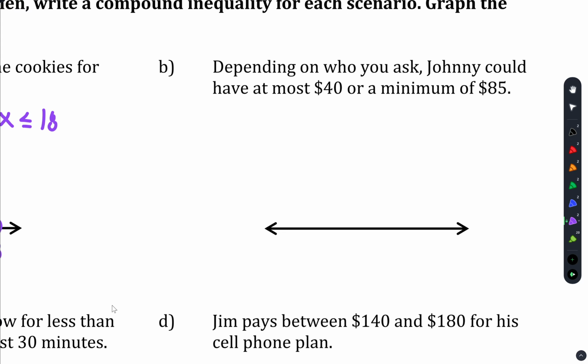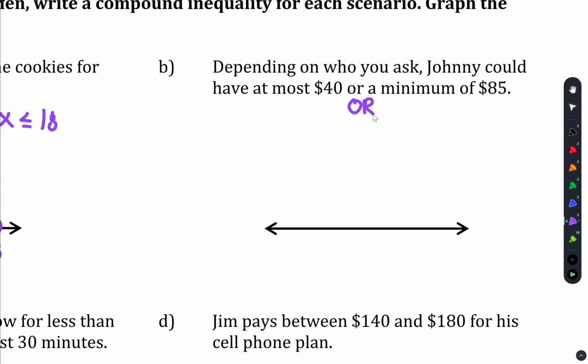Okay, Johnny's a shady guy, depending on who you ask. Johnny has at most $40 or a minimum of 85. Is this going to be an and inequality or an or inequality? Or. So I know for an or inequality, I only have one way to write this. I have to write them as two separate inequalities with the word or in between them.